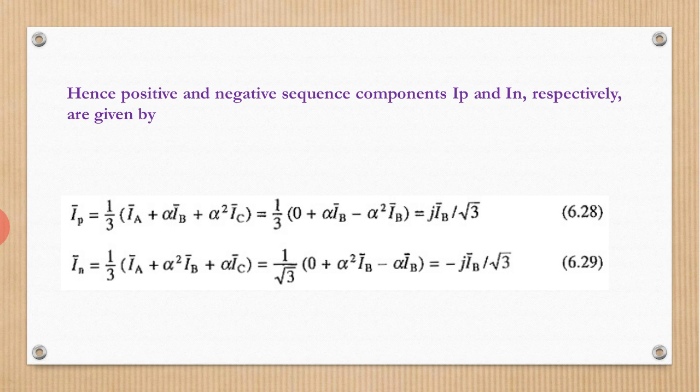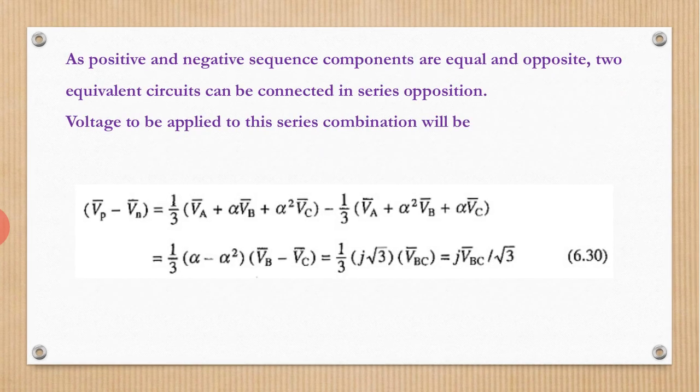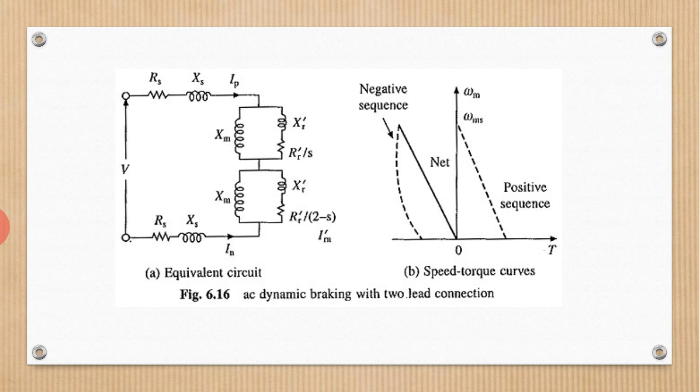So here the voltage to be applied to this series combination will be, so here I will get it in the next slide. So the voltage we will get here. The equivalent circuit we can also plot; I have already discussed the equivalent circuit in part 1. And here the speed torque curves are given in the figure, B is the speed torque curves.